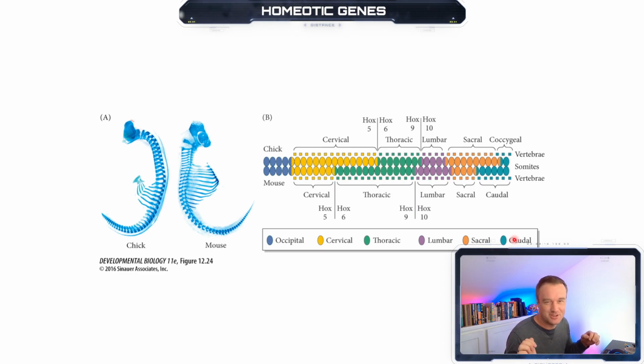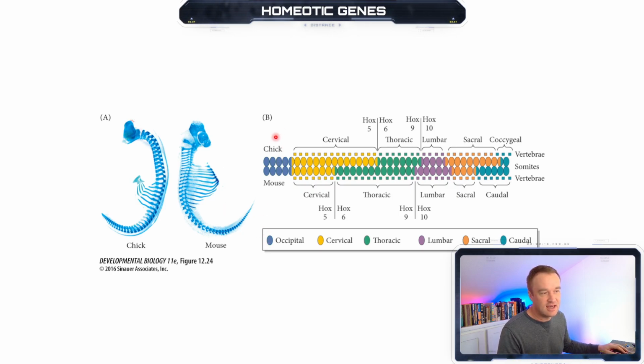Even giraffes, which you'd think would have a million more because of their long necks. Or maybe it's all amniotes. I'll have to double check that fact. Anyways, the number is conserved, but what type of vertebra they are is different, right? And that is based on these gradients and these Hox genes here.